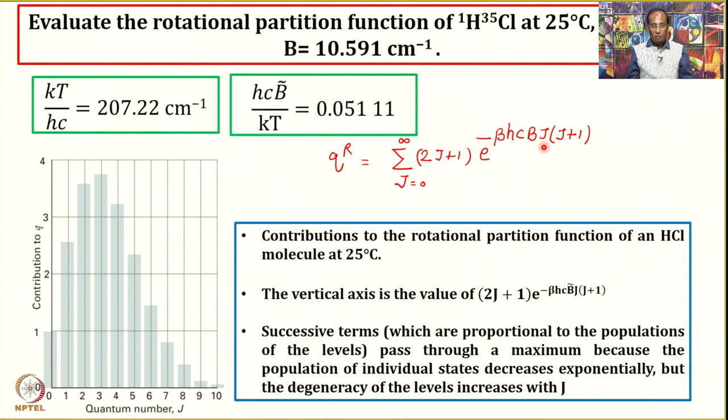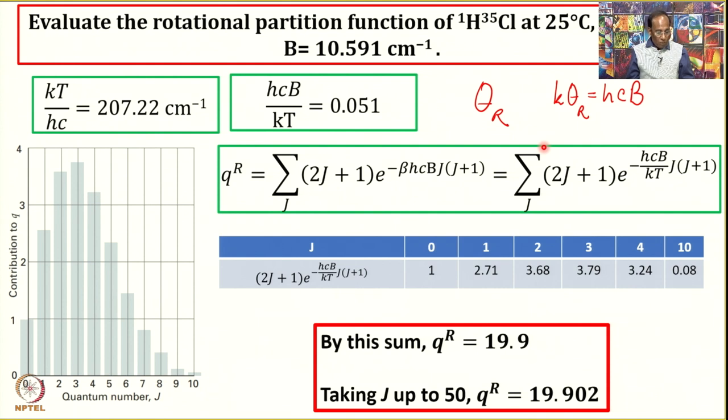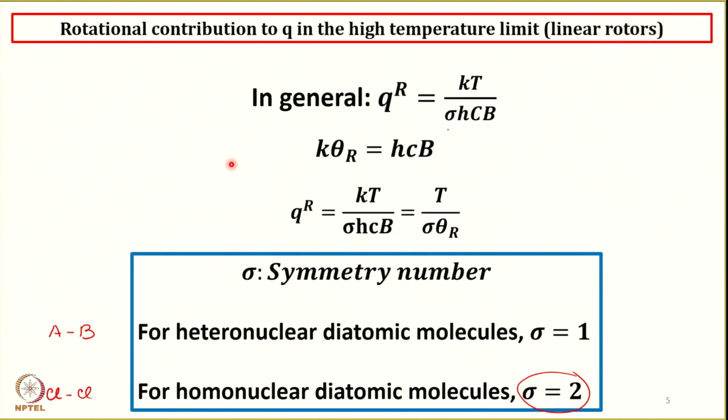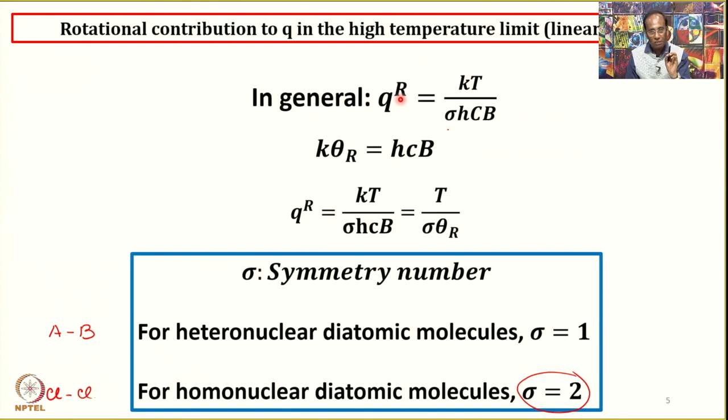So what we have discussed in this case is the result exclusively based upon direct summation and not using the high temperature limit. The high temperature limit result is given by this expression, where in general we write the rotational partition function to be equal to kT by sigma hcB. But in order to use this result, I am once again reiterating that you will have to calculate the rotational temperature, which can be calculated from the value of B. B is an experimental result because B is equal to h cross by 4 pi cI, so the moment of inertia is needed. Once you have the value of B, you can get the value of the rotational partition function, provided you know the symmetry number.